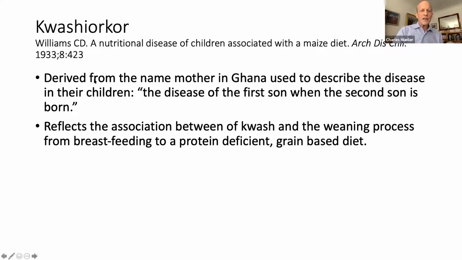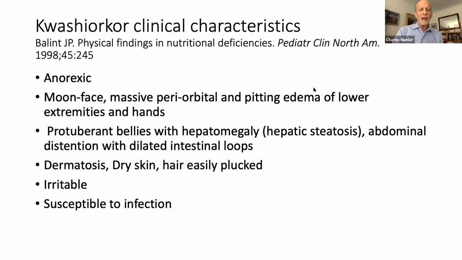Kwashiorkor, and look, this definition dates from 1933. It derives from a term mothers in Ghana used to describe the disease in their children, the disease of the first son when the second son is born. Notice they say son. It's 1933. I guess daughters don't matter, but it's 1933, and it reflects the association between Kwashiorkor and the weaning process from protein-rich mother's milk to a grain-based diet. This is what was thought to be the etiology of Kwashiorkor in 1933.